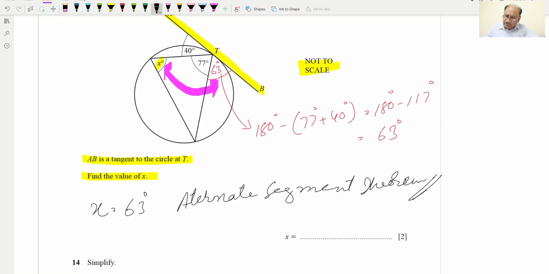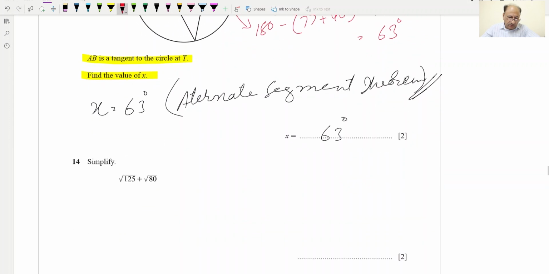If you want details of this alternate segment theorem, you can search and go into detail. By applying this theorem we know X is equal to this one. I'm explaining the alternate segment theorem: this 63 will be equal to the remote interior angle, which in this case is X. So this is basically the alternate segment theorem.